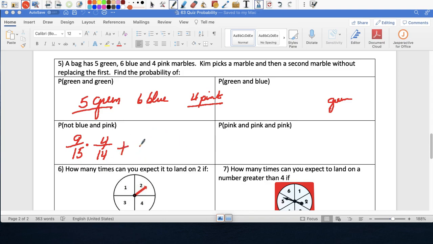The other scenario is where again I'm going to get a not blue, either green or pink. But let's say this time around, I got a pink. The probability of getting a not blue is still 9 out of 15. But I did take a pink, so when I go to my pocket for the second selection, I don't have 4 pinks anymore. When I go back to my pocket, because on the first try I got a pink, I'm going to have 3 out of 14.